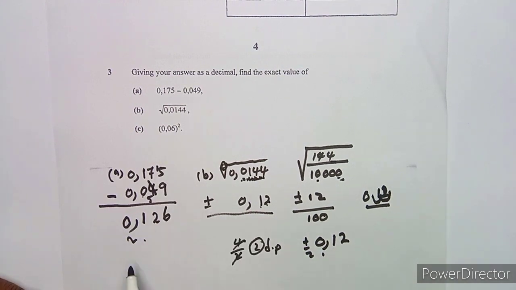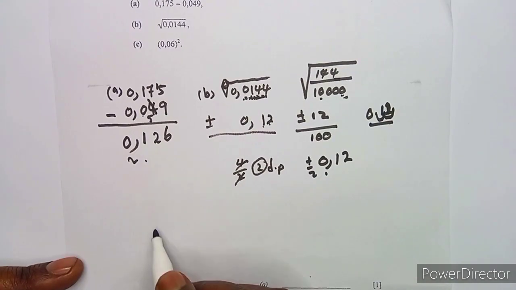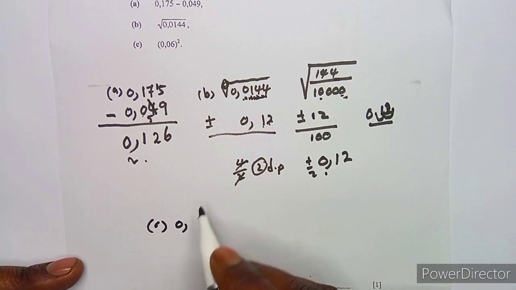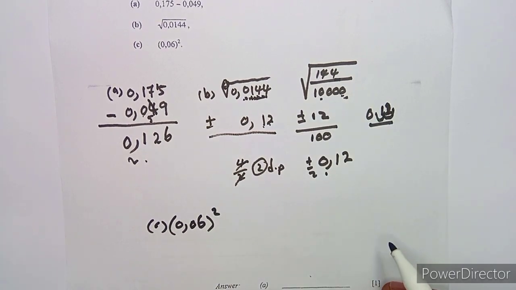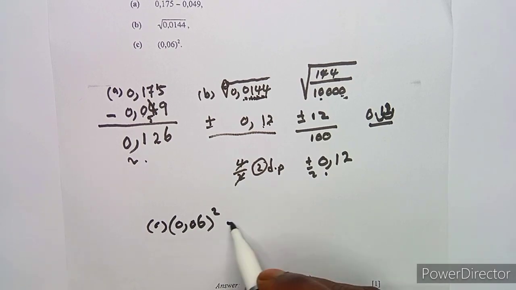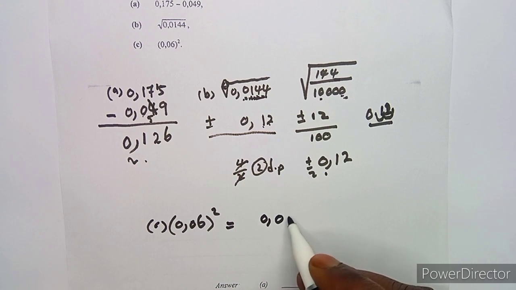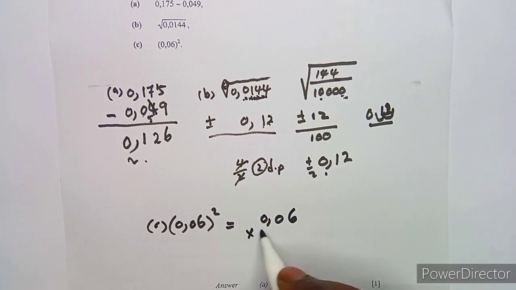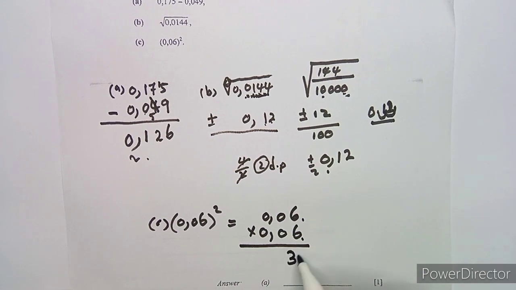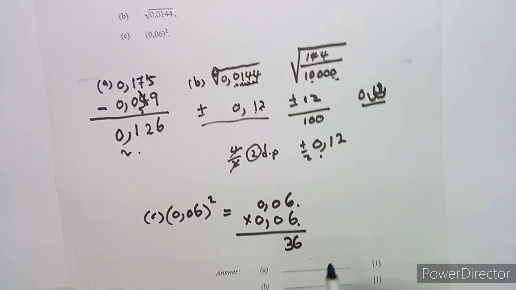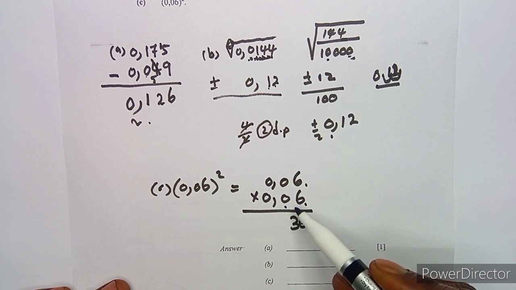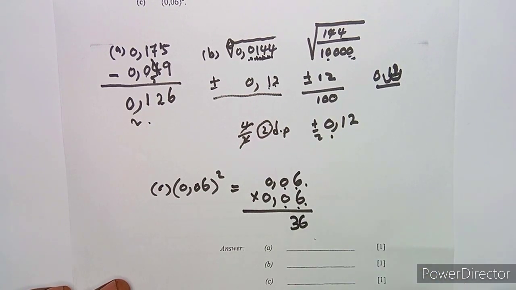All right, what about the C part, where we have 0.006 to the exponent of 2. How can we evaluate this? We just need to multiply. This simply means you are multiplying 0.006 by 0.006. So as you can see, 6 times 6, that is 36. And how many decimal places do we have? 1, 2, 3, 4. So we've got 4 decimal places.